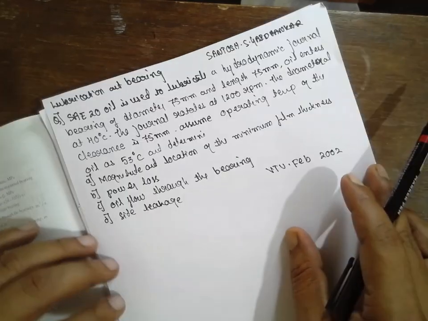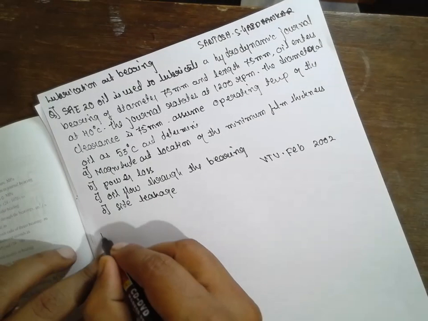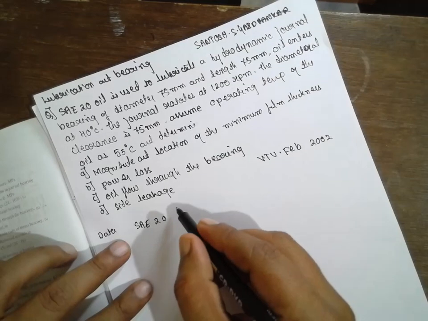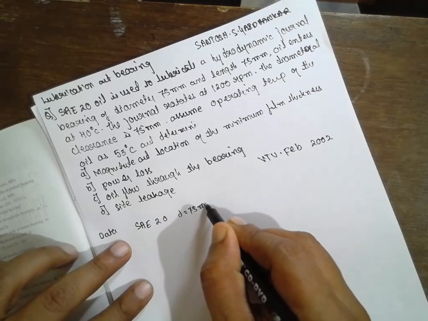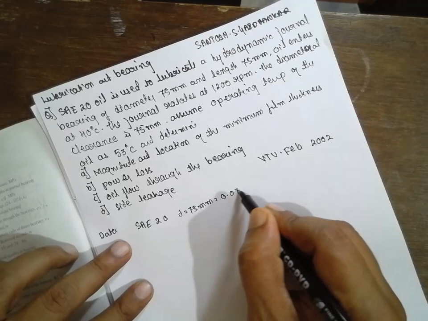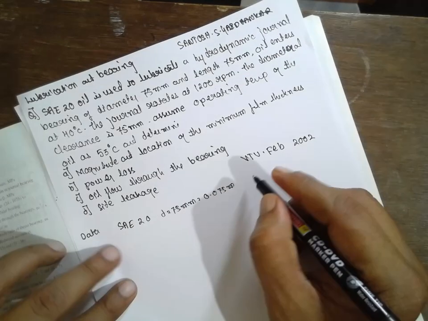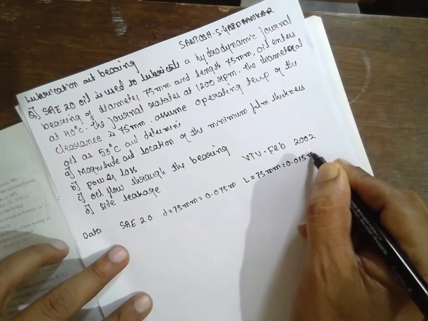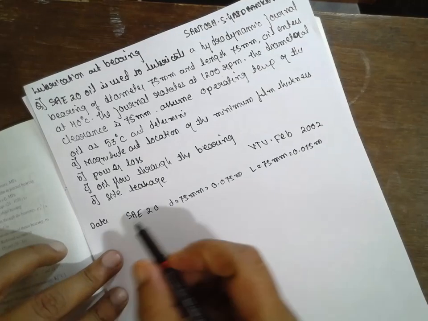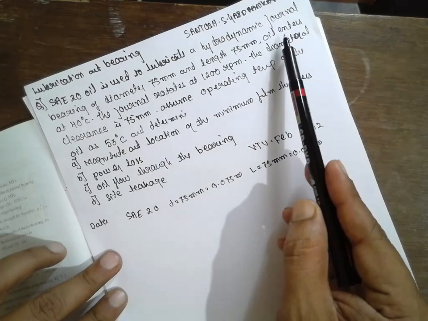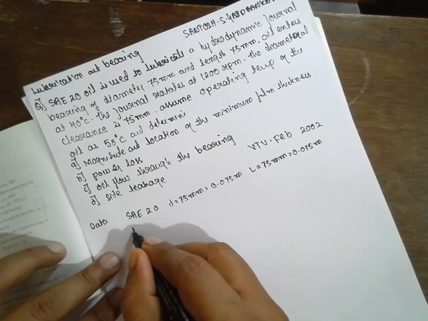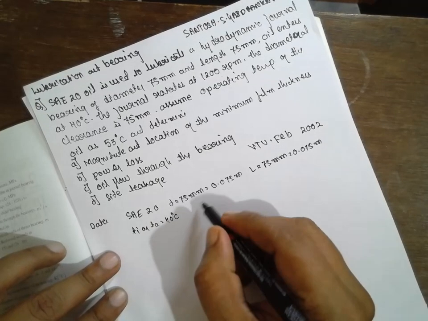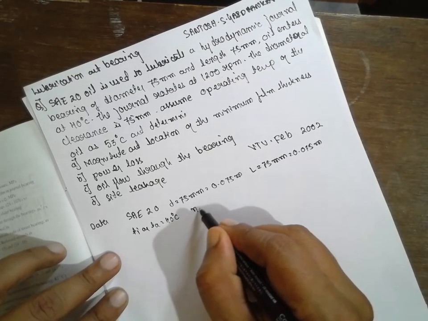Now, whatever is given, first write the given data here. SAE 20 oil, D is 75 mm, I will convert into meter, 0.075 meter. Length 75 mm, I will convert into 0.075 meter. Oil enters at, you can write TI or TA is equal to 40 degrees. N is given as 1200 rpm.